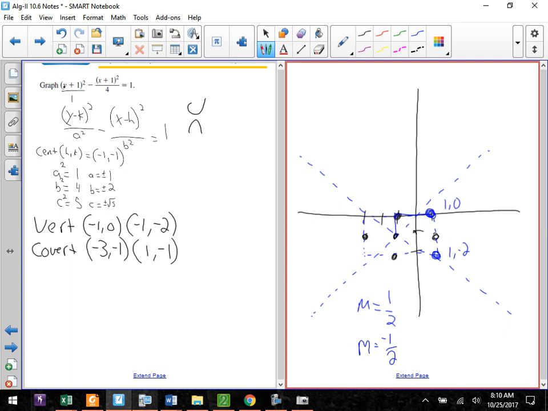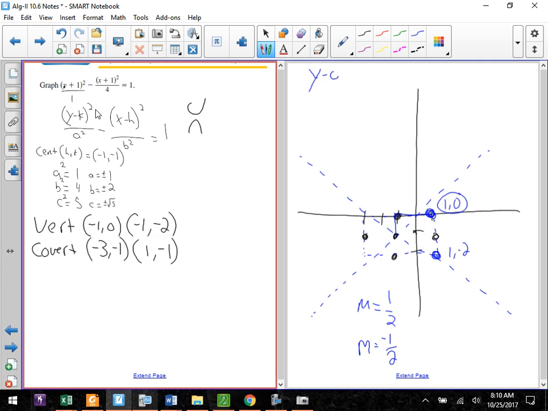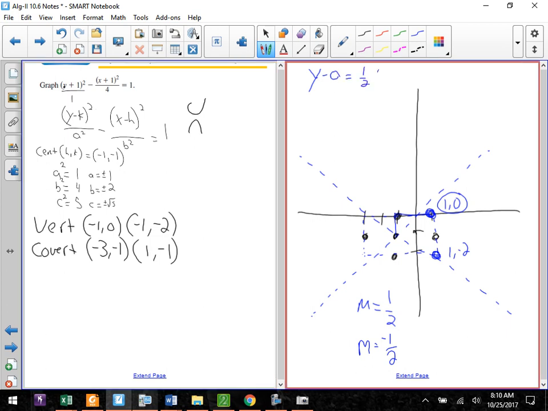You guys know what point slope looks like? y minus y sub 1 is the slope times x minus x sub 1. So if I'm using the 1, 0 first, y minus 0 is 1/2 times x minus 1. So y equals 1/2 x minus 1/2. There's the equation of the one asymptote.